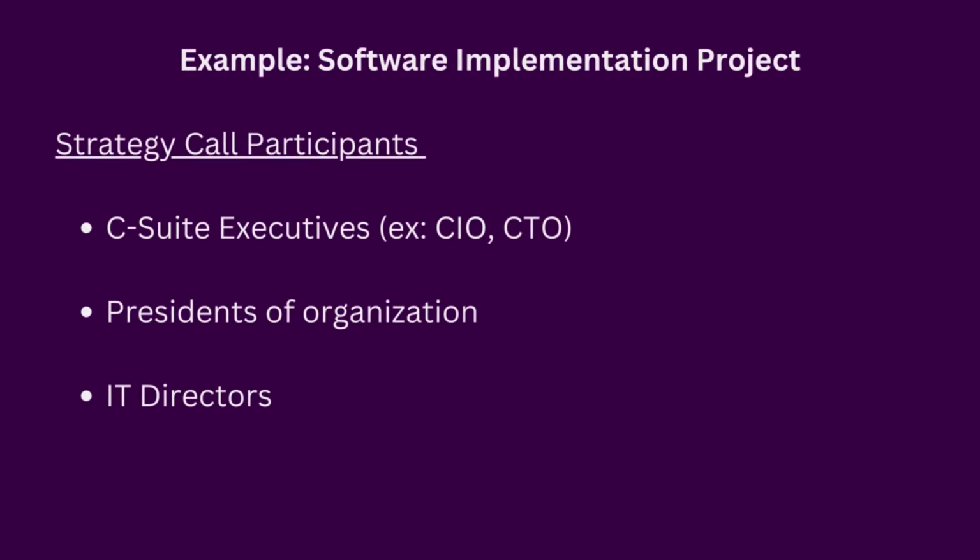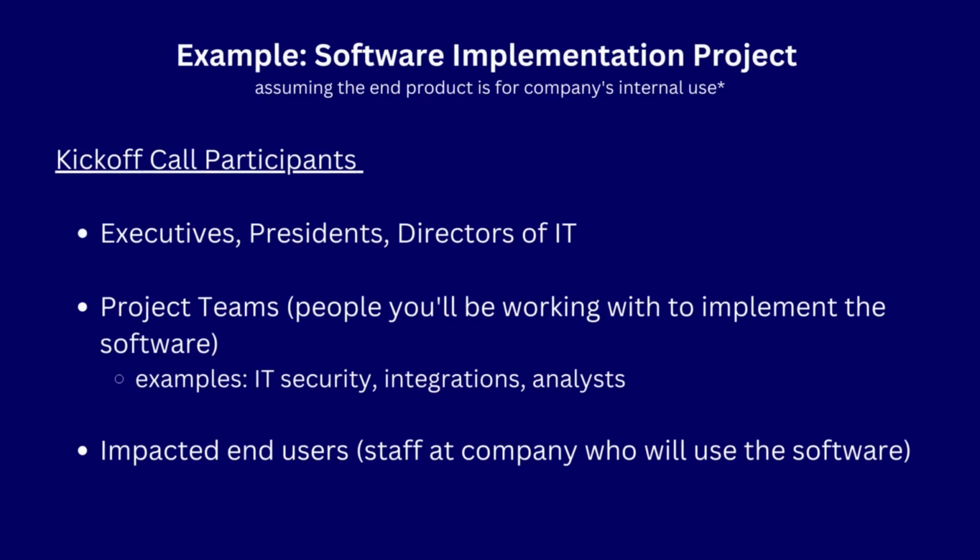An example of which is during a software implementation, during the strategy call, you'll have typically the CIO, Chief Information Officer, or the Chief Technology Officer, who likely is maybe one of the stakeholders who signed the contract, having them bought in, in addition to any executives on the IT team. These will all be the necessary stakeholders. During the kickoff call, for example, during a software implementation, you will likely have your executive IT counterparts, in addition to any end users who will be impacted by the software.